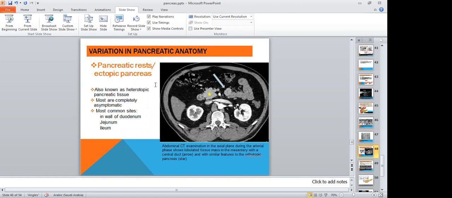Pancreatic rest or ectopic pancreas, also known as heterotopic pancreatic tissue, most are completely asymptomatic. Most common site is the wall of the duodenum, jejunum, and ileum. This is an abdominal CT. This is the normal pancreatic tissue, and here we see a lobulated tissue mass in the mesentery, with similar features to the orthotopic pancreas.